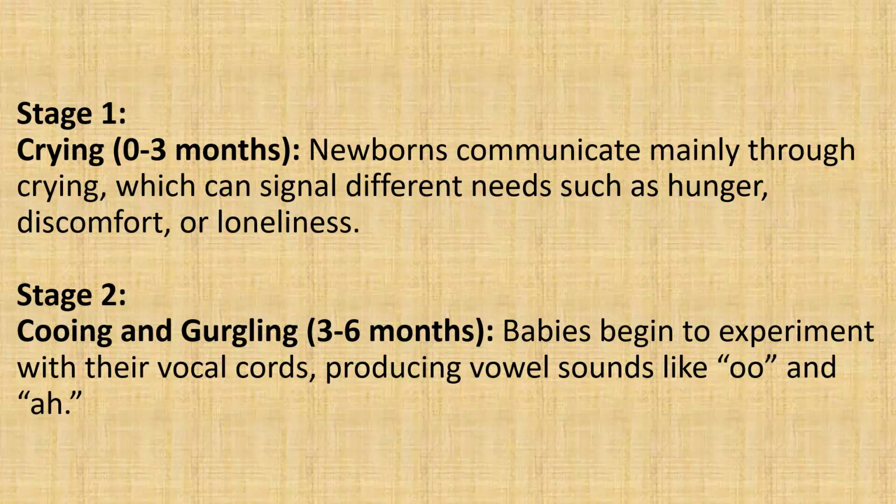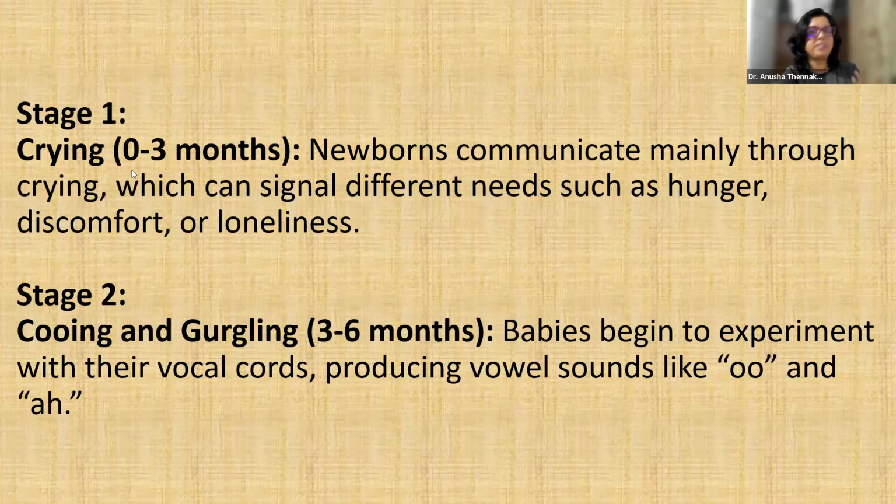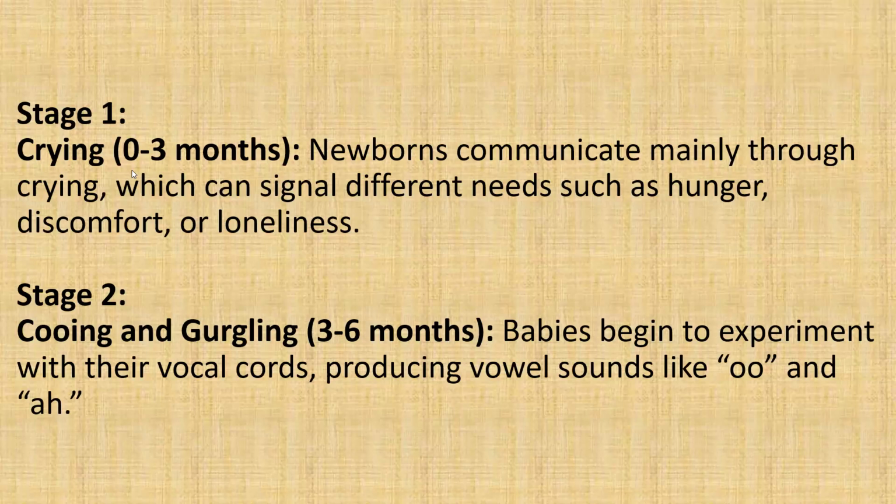Stage 1 is called the crying stage, birth to 3 months. Newborns communicate mainly through crying, which can signal different needs such as hunger, discomfort, or loneliness. You all have seen this. I know that you all are not mothers or fathers, but you have seen how small babies communicate. Babies less than 3 months old use crying as a way of communicating. When they are hungry, they cry. When they are uncomfortable, they cry. When they are alone, they cry. So in stage 1, the communication is basically crying, birth to 3 months.